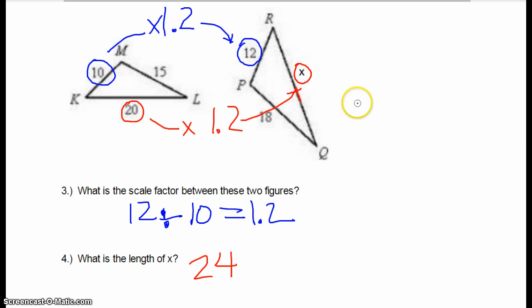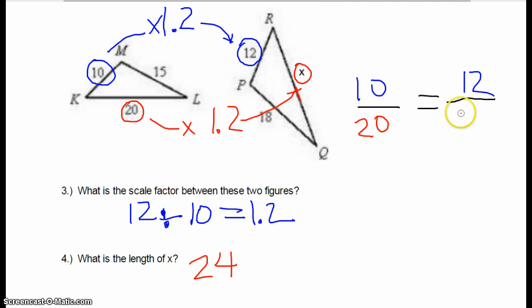So another way to solve this, just to bring some other concepts together, I could take the ratio of the small side to the large side on each triangle. So I could take the small side compared to the large side on the small triangle, and the small side compared to the large side on the larger triangle. Mentally, I can see here that 20 is 2 times 10. So x must be 2 times 12. X would be 24.